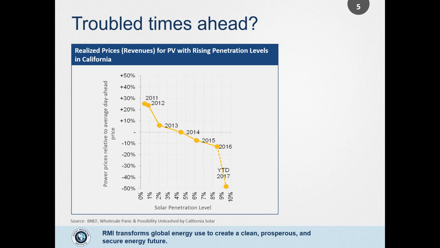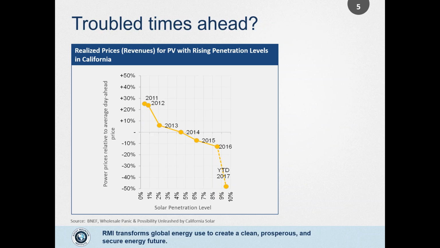However, we have already begun to see some issues with the rapid penetration of renewable energy. This chart is from Bloomberg New Energy Finance, and it shows the realized revenues of solar PV projects in California since 2011. The x-axis shows how much energy was provided from solar in California over the years. The dots show the various years.